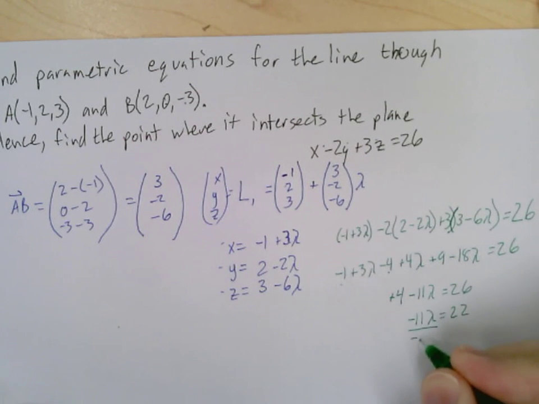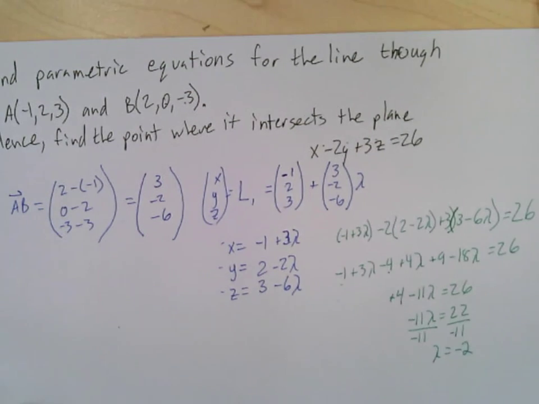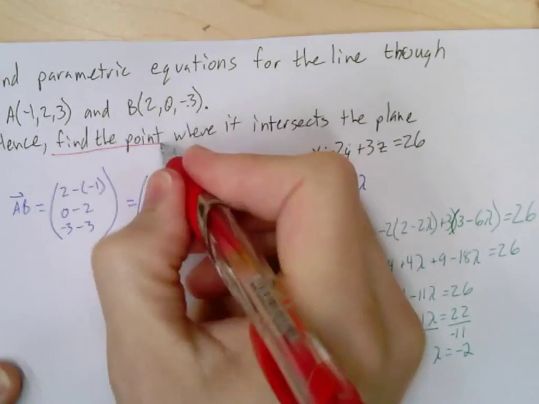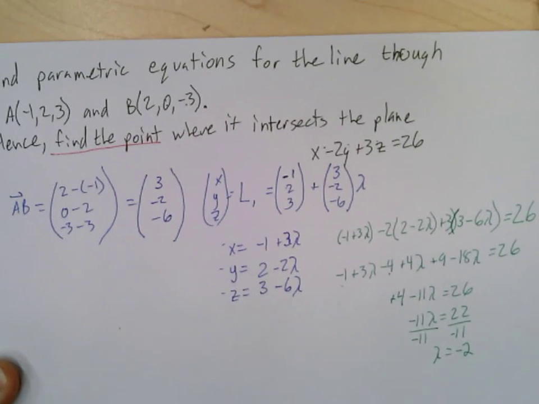And of course, because I wanted to, I made this work out really nicely, which means I get lambda equals negative 2. Now, don't expect that on an IB exam. They can give you a lambda that will be a decimal or a fraction or whatever they want it to look like. But we got lambda equals negative 2. But that is not the end of the question because the question asks for the point where it intersects the plane.